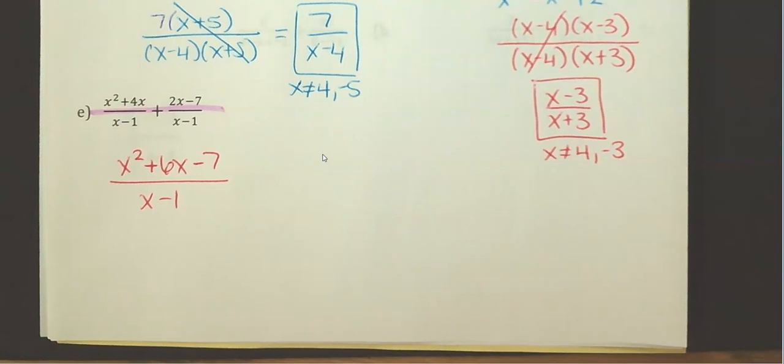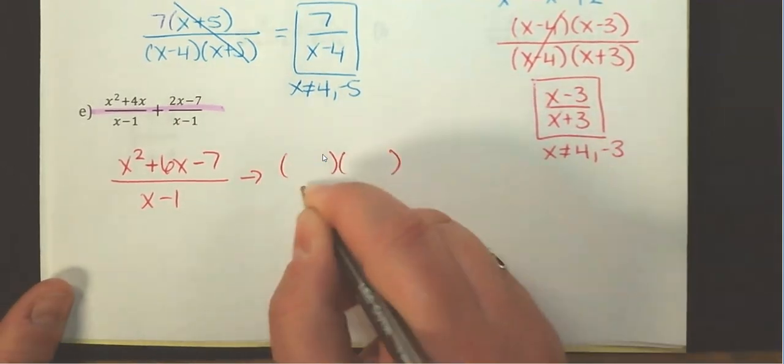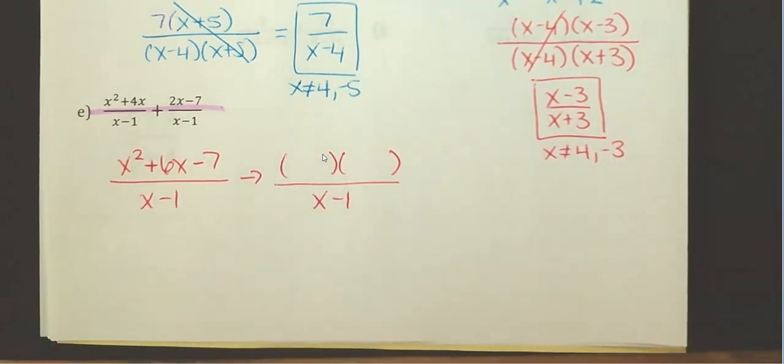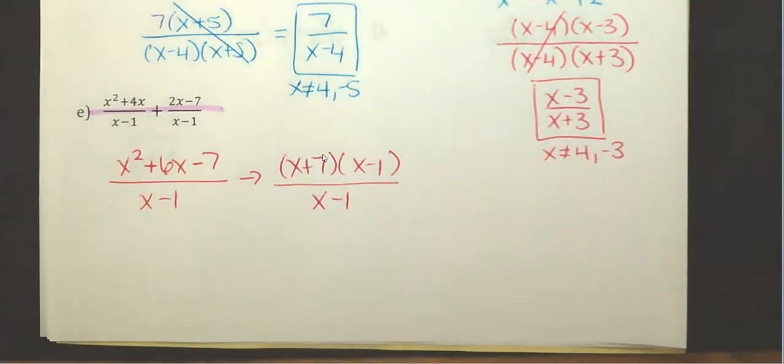Can I factor the top at all? Think of numbers that would multiply to get you negative 7, but add to get you 6. It's got to be 7 and 1. Those are its only factors. Which one has to be positive? So I got to use 7 and 1. Does the 7 have to be positive, or the 1 have to be positive to add up to 6? The 7, right? Okay, so x plus 7, x minus 1, and then, magically, that cancels the denominator there.